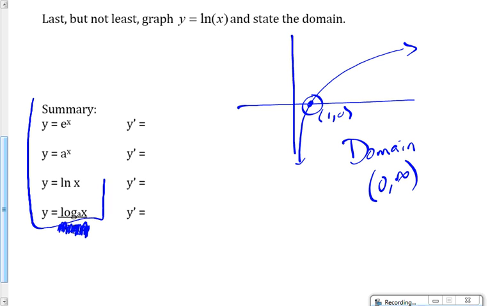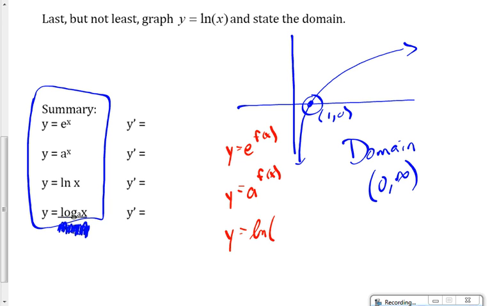In summary, you should be able to pretty quickly, if not now, maybe by tomorrow, please by tomorrow, be able to find those derivatives pretty quickly. And in addition to that, I'd like you to also be able to do them with the chain rule. So e to the f of x, a to the f of x, natural log of f of x, and we actually did one of those, and y equals log base a of f of x. For tonight, I would like you to do day 2 homework from 3.9.